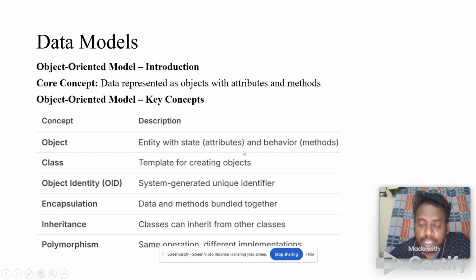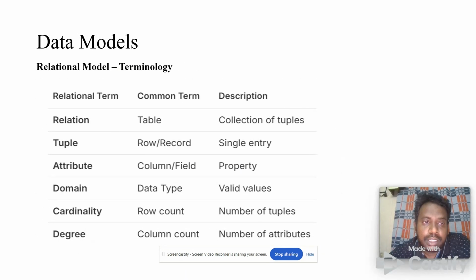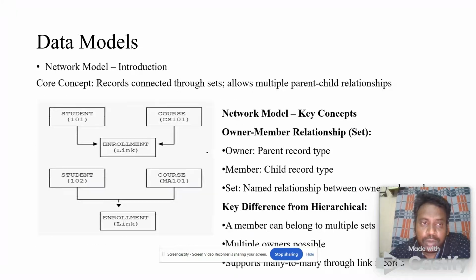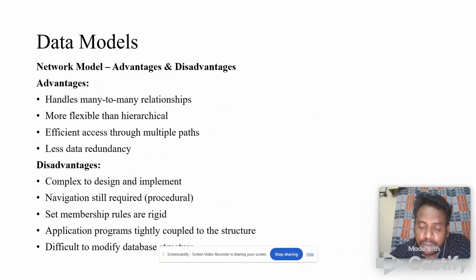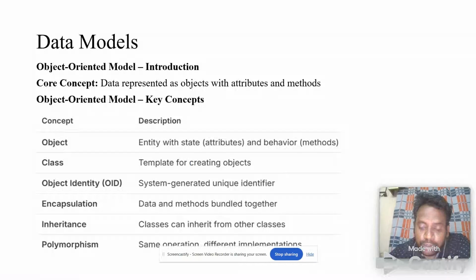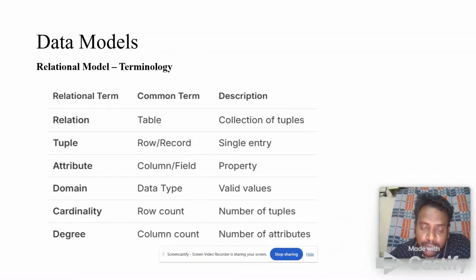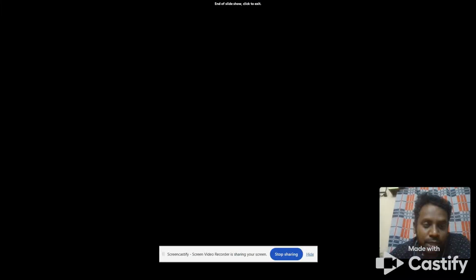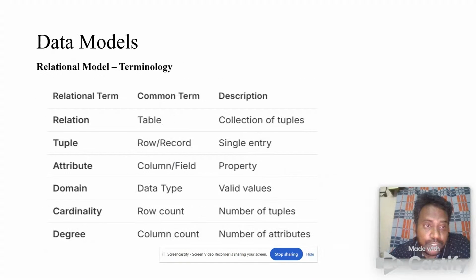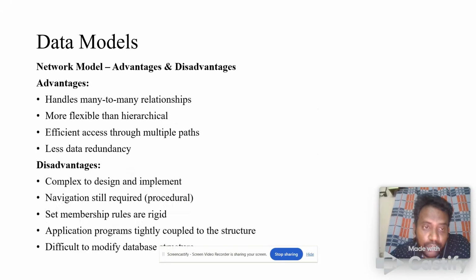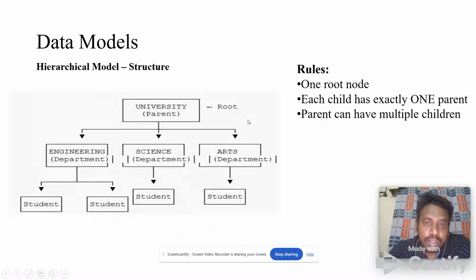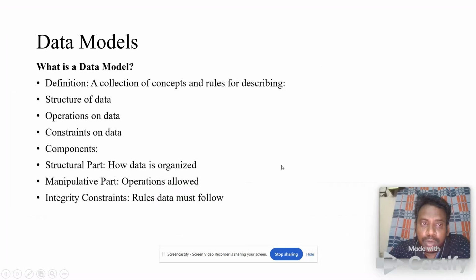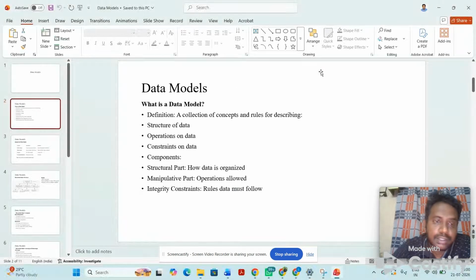So these are the different data models: object-oriented, relational model, network model, and hierarchical model. In a DBMS, we will go through the relational database management system, the RDBMS. We follow the relational model for storing information. That's all about the data model, a basic idea about a data model. We'll see a new topic in the next class.